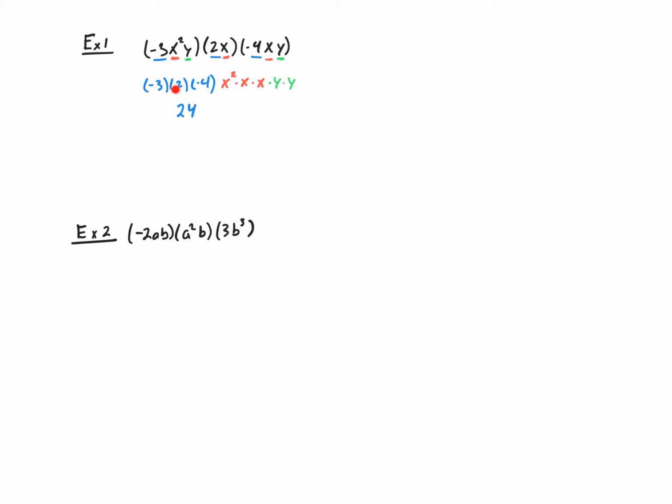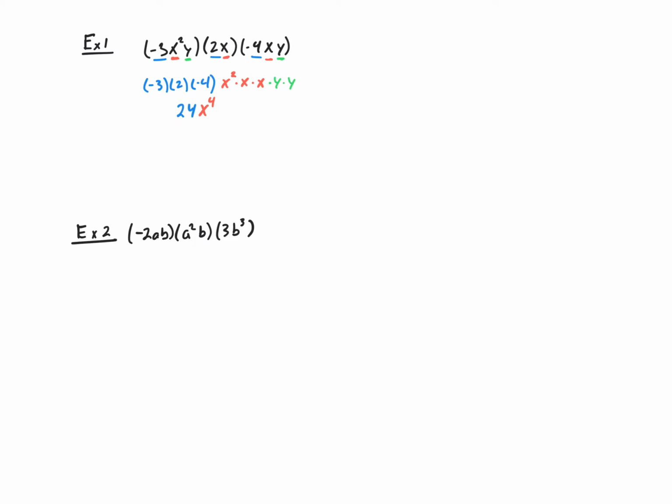So these three numbers multiplied together gives me the 24. Now let's come to the red part here. X squared means that there's 2 x's, right? There's 2 x's here, and there's 3, and then there's 4 of them. So that part is going to be x to the 4th, because that means there's 4 x's multiplying together.